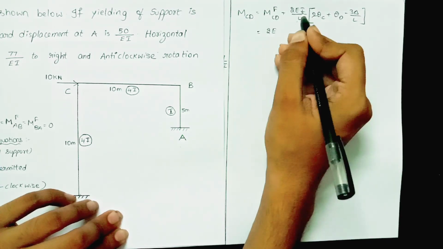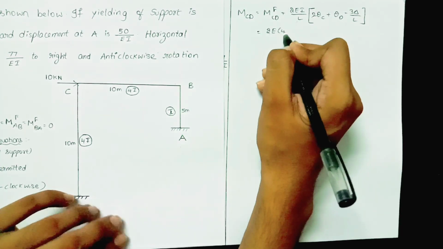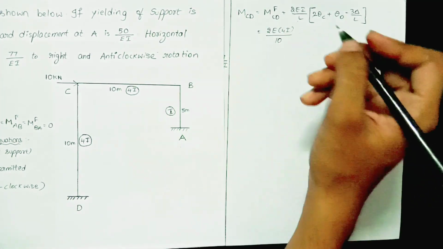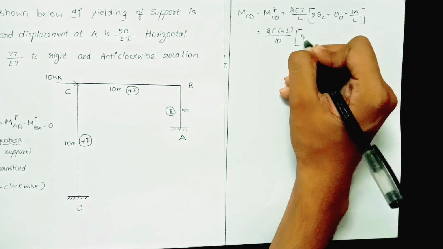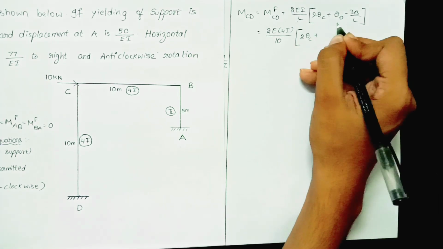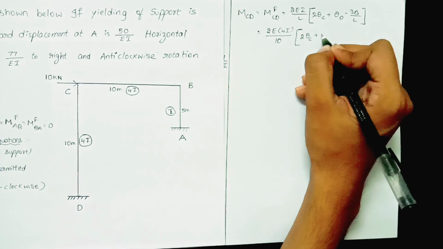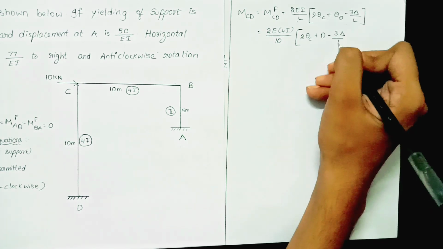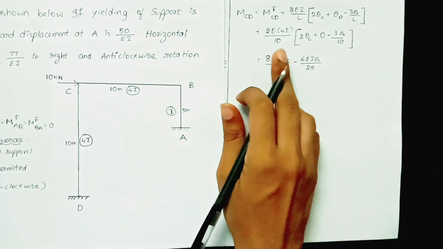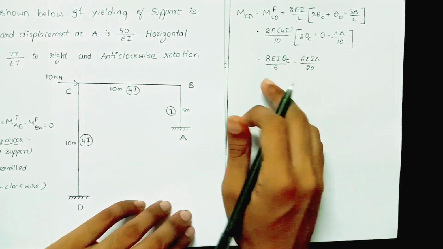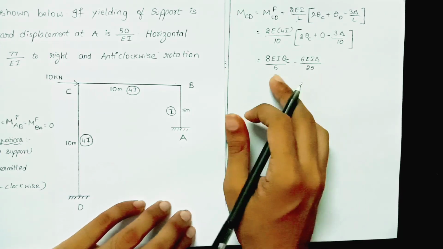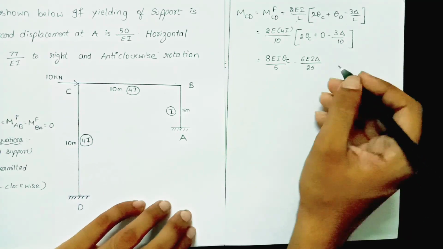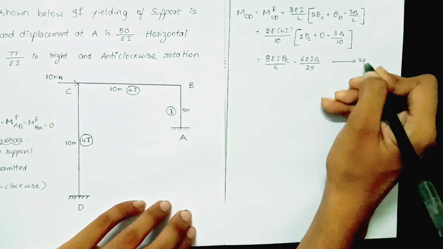So 2E, I value for the member CD is 4I, you can see from the question, and the length is 10 meters for member CD. And 2 theta C will remain as it is. And theta D is the fixed support having support slope 0, minus delta, value remains same, delta by 10. After solving this equation, I got the final equation as 8 by 5 EI theta C minus 6 by 25 EI delta. I am taking this equation as 2.